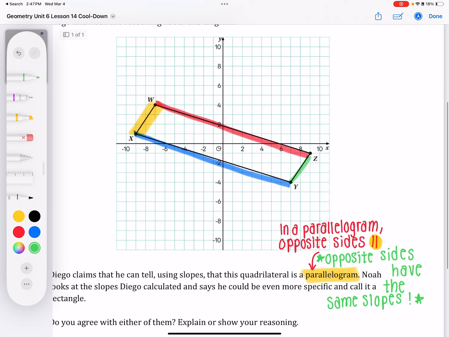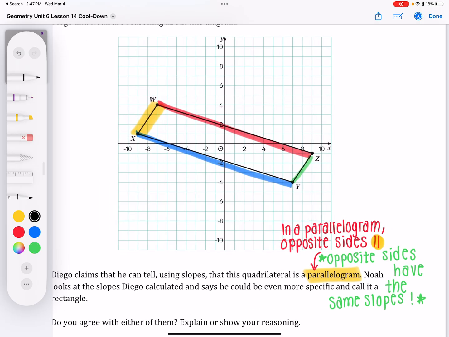So let's take a look at the slope of line segment XW, which is my yellow line segment. And I'm going to count rise over run, forming that right triangle here. My rise is 3 and my run is 2. So my slope is 3 over 2.